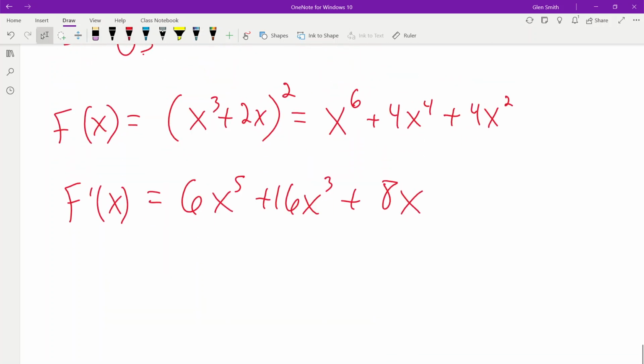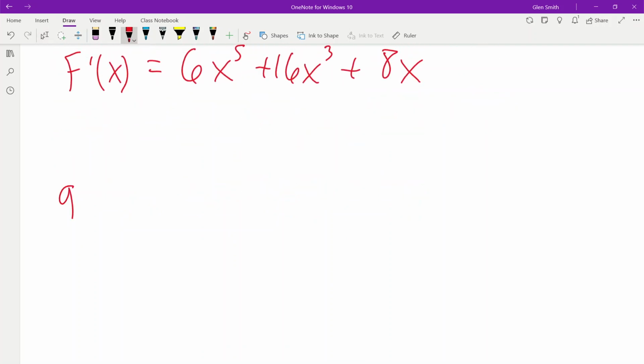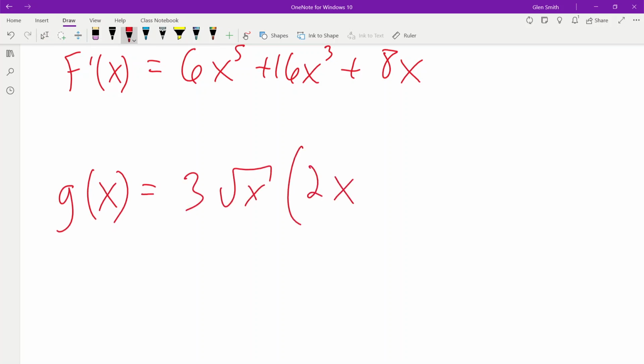Guys, when I say there's a quiz, I'm talking about that could be on the quiz. That's how hard the quiz is going to be. All right? Yeah, this could be on the quiz. You guys are going to love this. 3 times the square root of x. There we go.